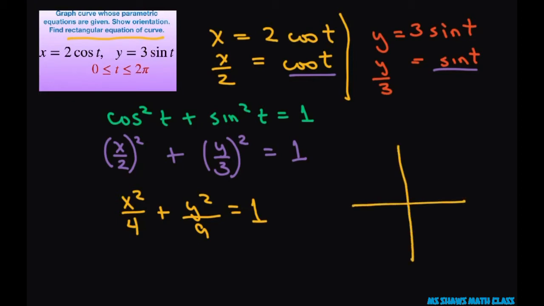Now, this is an ellipse with your center 0, 0. And from the x, we're going to the right by 2 and to the left by 2. I'm just sketching it here. And then for y, we have the 9. Take the square root. So on the y-axis, go up 3, down 3. So there's your ellipse. So our graph should look something like that.